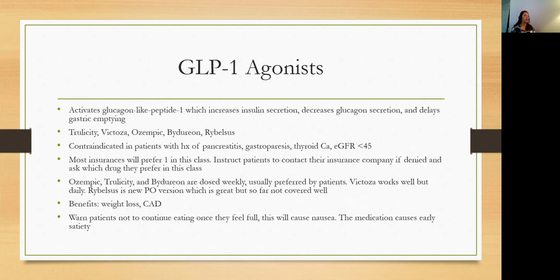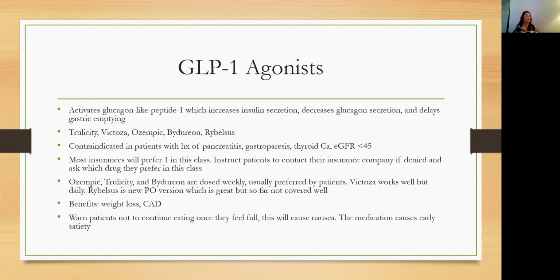Ozempic, Trulicity, and Bydureon are dosed weekly, which is usually preferred by patients. Victoza is very effective, but it's dosed daily, so a lot of patients would prefer a weekly versus daily injection. And then, like I said, Rybelsus is the pill that we're not using a whole lot yet, but I think it'll be used a lot more in the future.